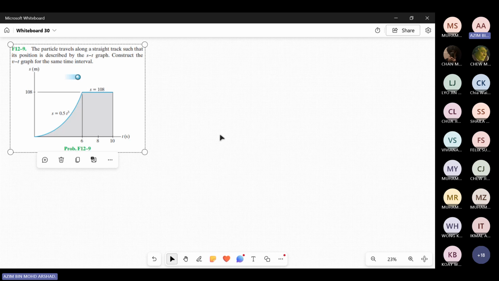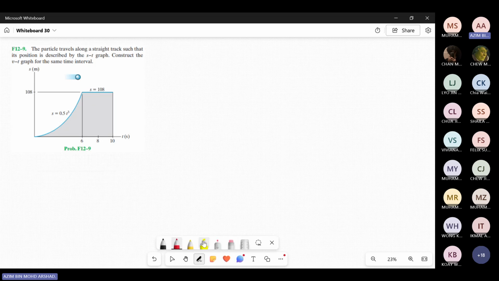We'll do two or three more questions, and then we'll finish the class, okay? So, this simple one. The particle travels along a straight track such that its position is described by this s-t graph. Again, highlight the important points: straight track. So it moves in a straight line, so this is a rectilinear motion. Construct the v-t graph for the same time interval.